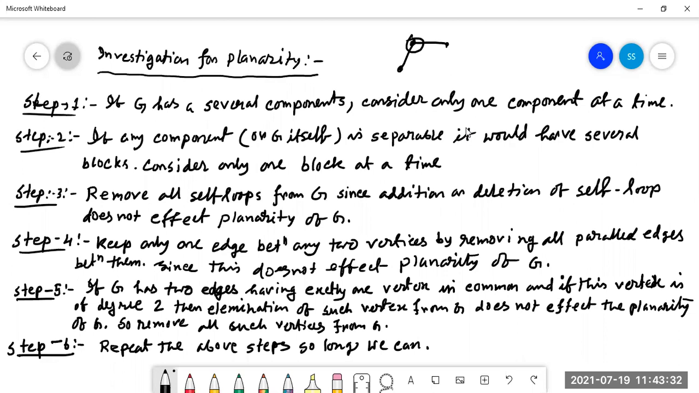Now repeat all those things as long as possible. Is it clear? That is how to investigate the planarity of a graph.